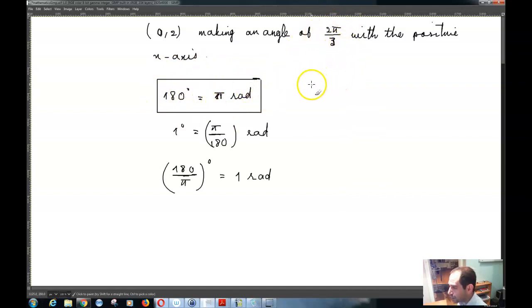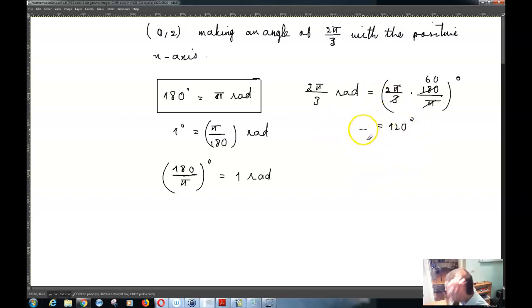Now if you have 2 pi by 3 radians, 1 radian is equal to 180 by pi degrees. So that means that 2 pi by 3 radians is 2 pi by 3 times 180 by pi in degrees, and then pi and pi you can cancel, and this is 60, and 2 times 60 is equal to 120 degrees. That's how you convert these angles.